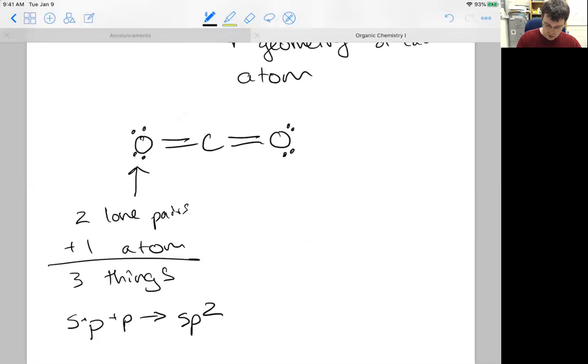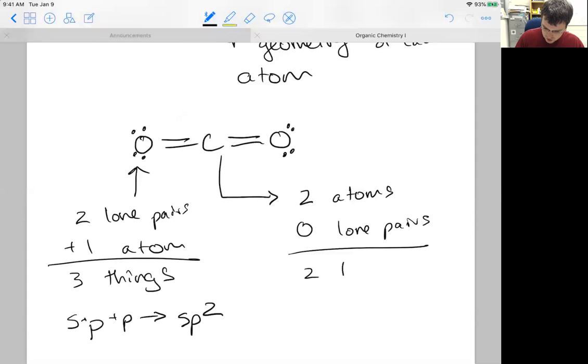Okay, what about the central carbon atom? Now again, what that analysis I just did on the left-hand oxygen applies to the right-hand oxygen as well. So let's go ahead and look at the carbon atom. So we have 2 atoms, 0 lone pairs. That's going to give us two things. Two things mean we need an s plus a p. Okay, so we add those together, we get the sp hybrid orbitals.